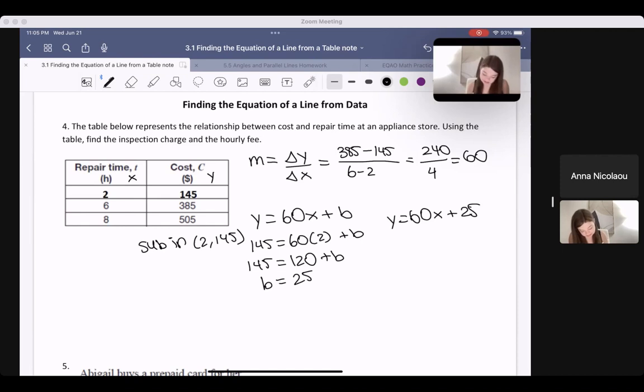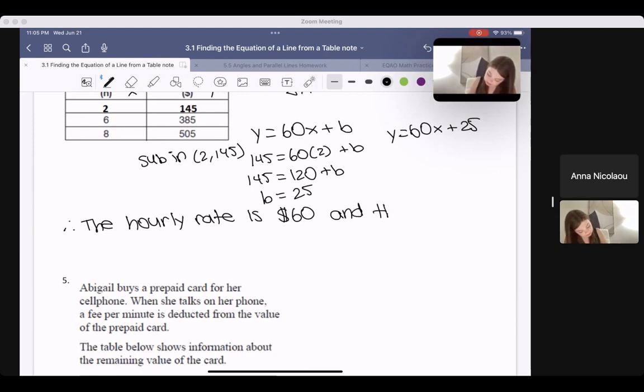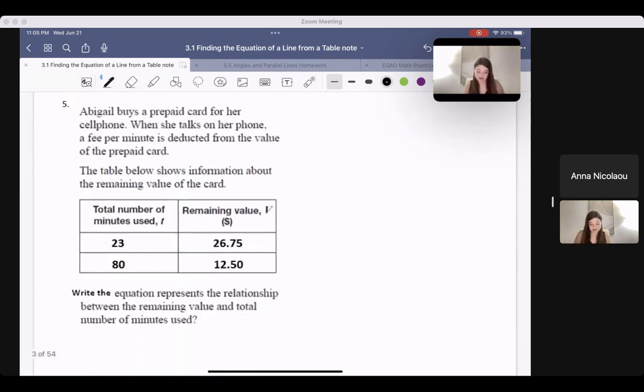So let's write a little conclusion sentence that just talks about that briefly. The hourly rate is $60 per hour. I guess that's kind of redundant to say the hourly rate is $60 per hour. So we'll just say the hourly rate is $60, and the initial inspection fee is $25. Good.